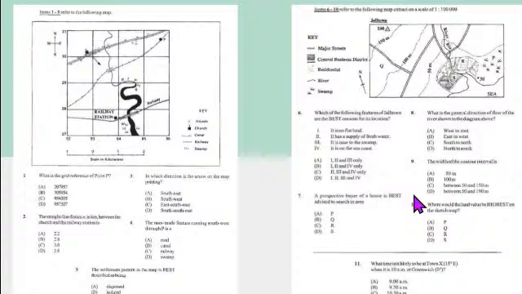Let's do the next one. 2. The straight line distance in kilometers between the church and the railway station is. So we look for the church, which is up here, and we see the railway station. So how we do straight line distance, you get a strip of paper, you place it along your area that you're measuring. So we would have placed our paper from here at the church to here at the railway station. We mark off the church, mark off the railway station.